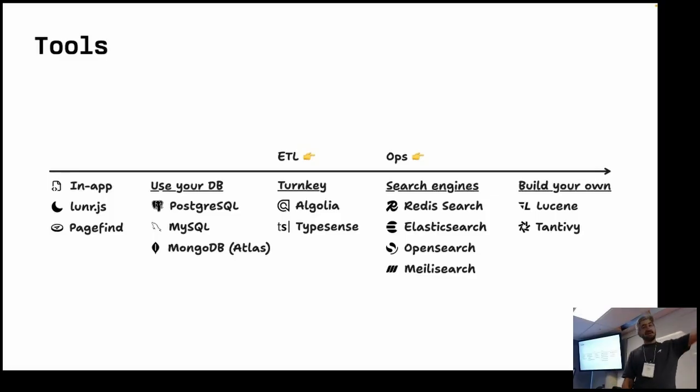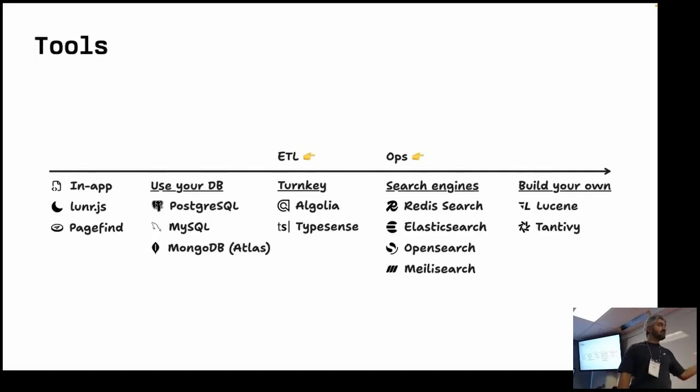Going from left to right is based on pain. On the left, there are solutions where you do it in memory, or PageFind, which is really cool, where it'll basically build an index of what you want, put it into a compressed binary format, and you can just ship that to the browser. So you don't really need infrastructure for that. You can build the index on CI.